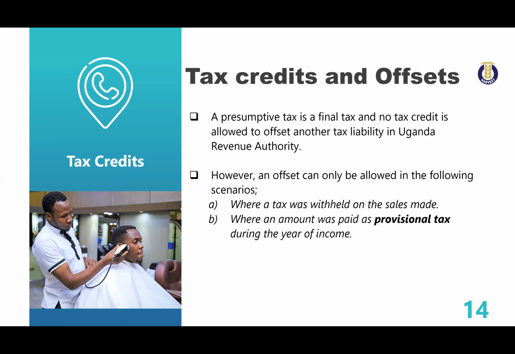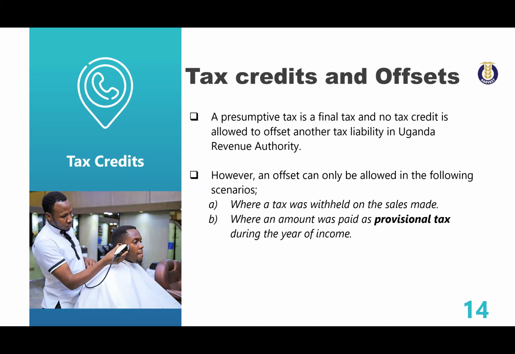So these guys, for instance, if it is a small restaurant offering food to a bank, upon payment, the bank will withhold 6% from that restaurant. So how do we deal with that? Because you're withholding from a small taxpayer. So when it comes to such cases, we are saying that a presumptive taxpayer will be able to offset from their liability any tax that has been withheld at source.